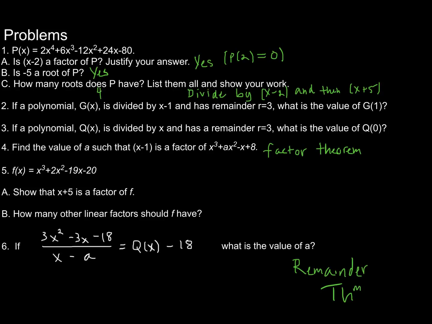All right, so here are some selected answers. For 2 and 3, definitely take a look back at the remainder theorem, as you should also do for number 6. And number 4, think about what the factor theorem tells you about this situation, and that should clear up what your plan of attack can be to find the solution to number 4.